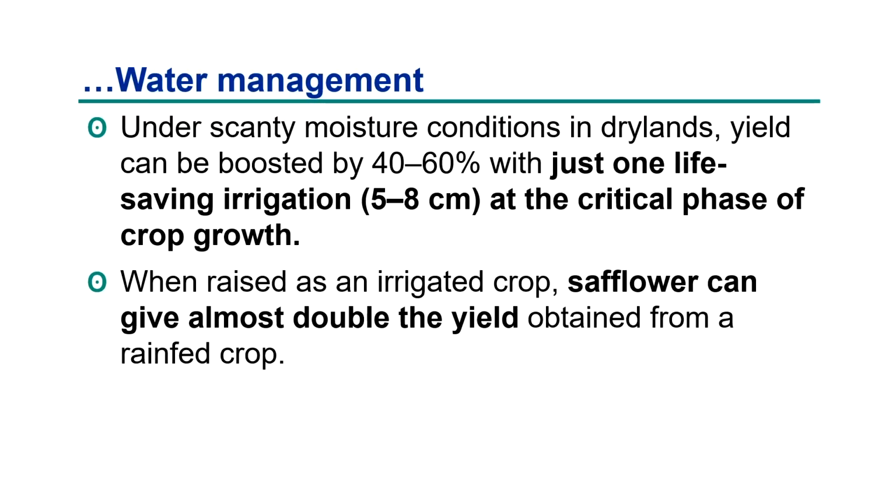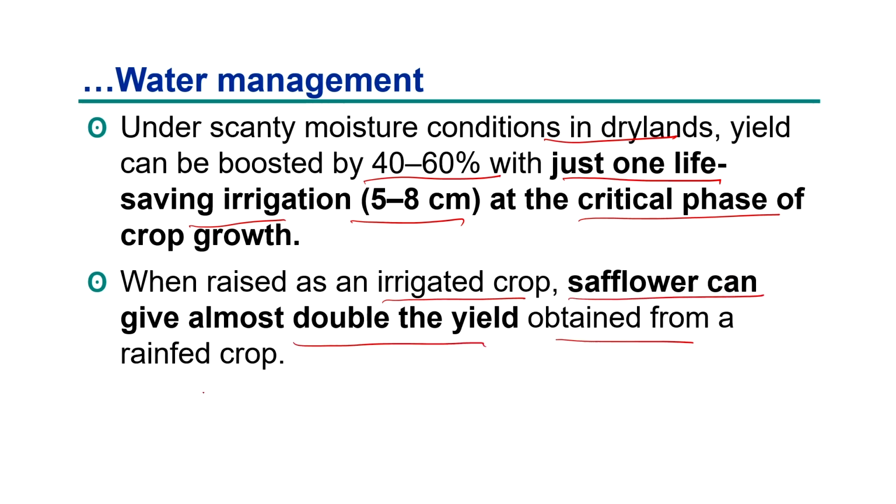Under scanty moisture conditions in dry land particularly, yield can be boosted or increased by 40 to 60% with just one life-saving irrigation, only 5 to 8 centimeter depth at the critical phase of the crop growth. When raised as an irrigated crop, safflower can give almost double the yield obtained from a rain-fed crop. So water has very important role in increasing the yield of this crop.